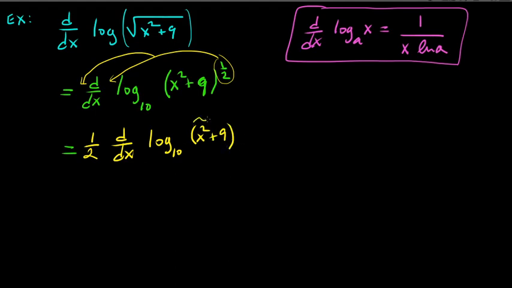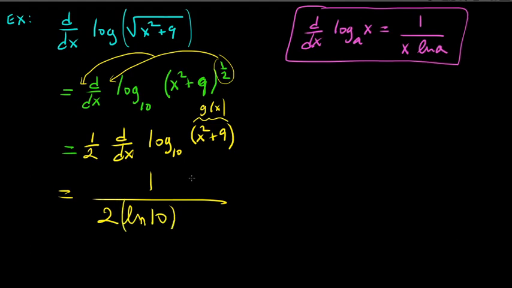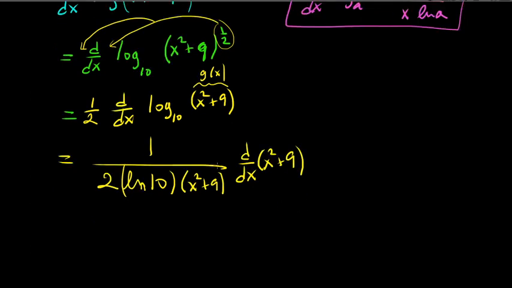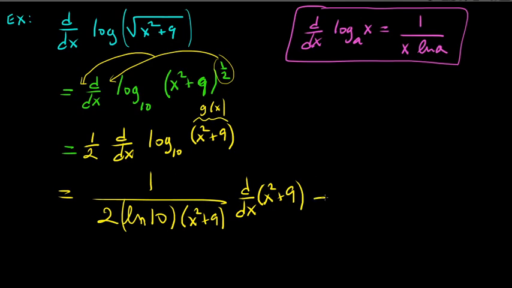So here this is the g of x, and we just use the chain rule. This is just going to be 1 over, there's a 2 in the denominator, natural log of a, which is 10 in this case, so natural log of 10. And then the x, in this case, is x squared plus 9. But by the chain rule, we multiply by the derivative of x squared plus 9, which is of course just 2x. So we have a 2x in the numerator. In the denominator, we have 2 ln 10 times x squared plus 9.